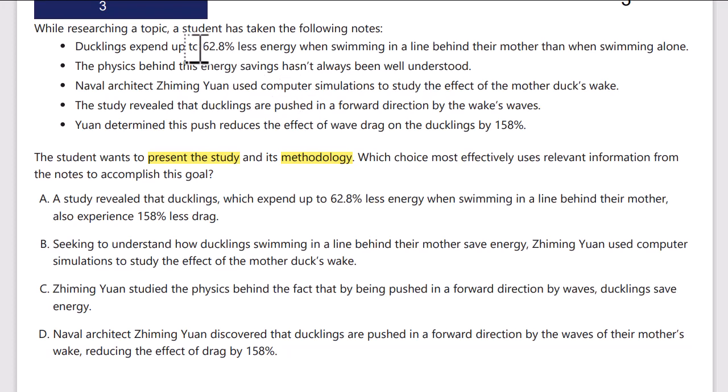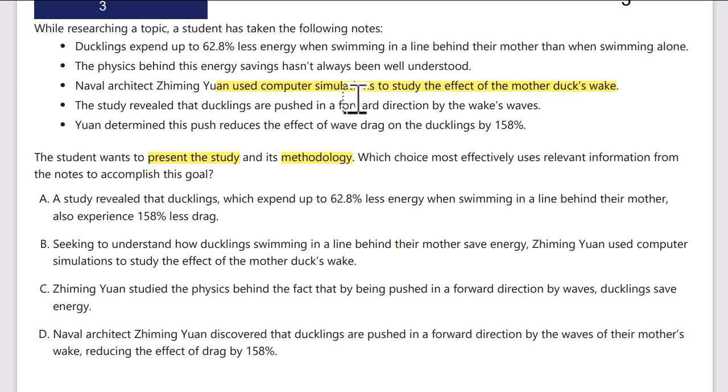Ducklings expend up to 62.8% less energy when swimming in a line behind their mother than when swimming alone. The physics behind this energy savings hasn't always been well understood. So that's kind of a goal. They want to understand it. Naval architect Yuan used computer simulations to study the effect. That's it. That's the method. Okay, so it's a study of the ducks swimming behind their mother, and the method is they used computer simulations.